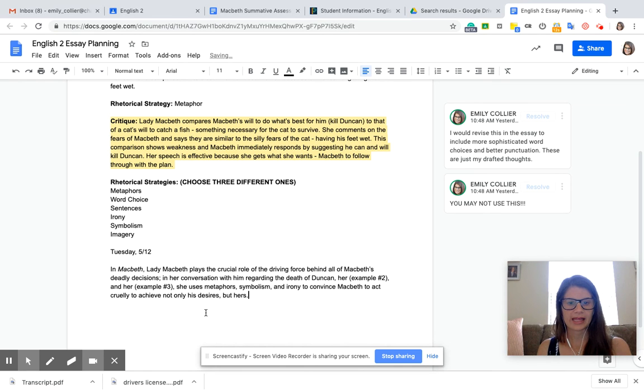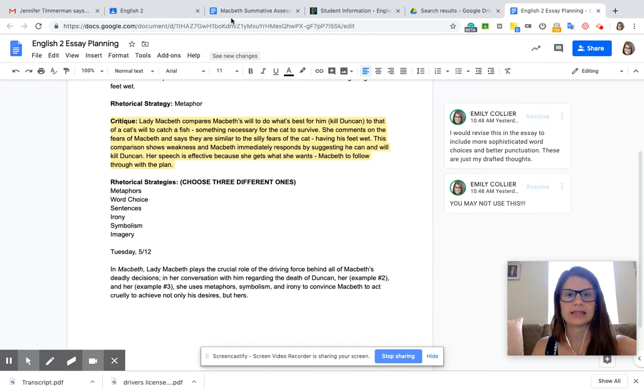All right, so in Macbeth, Lady Macbeth plays a crucial role of the driving force behind all of Macbeth's deadly decisions. In her conversation with him regarding the death of Duncan, her example number 2, and her example number 3, she uses metaphors, symbolism, and irony to convince Macbeth to act cruelly to achieve not only his desires, but hers.